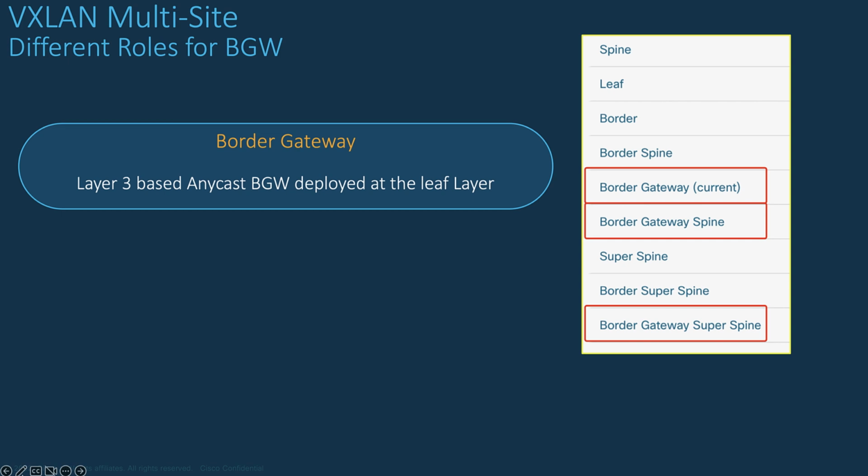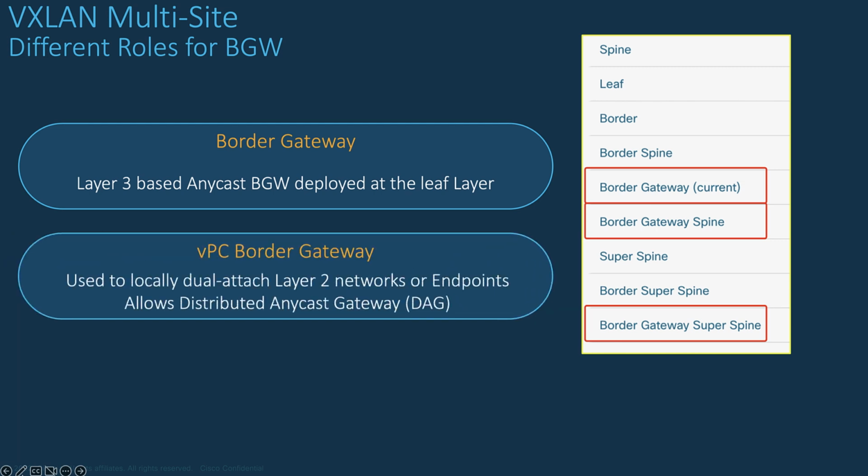The border gateway can be a layer 3 based Anycast border gateway deployed at the leaf layer, and currently you can have up to 6 Anycast border gateways. It can be deployed in a VPC border gateway mode to locally dual attach layer 2 networks or endpoints. With the VPC border gateway mode, it supports the function of distributed Anycast gateway for locally attached endpoints. And for the latter, if needed, you have to enable it in the network advanced profiles for each fabric and per network.